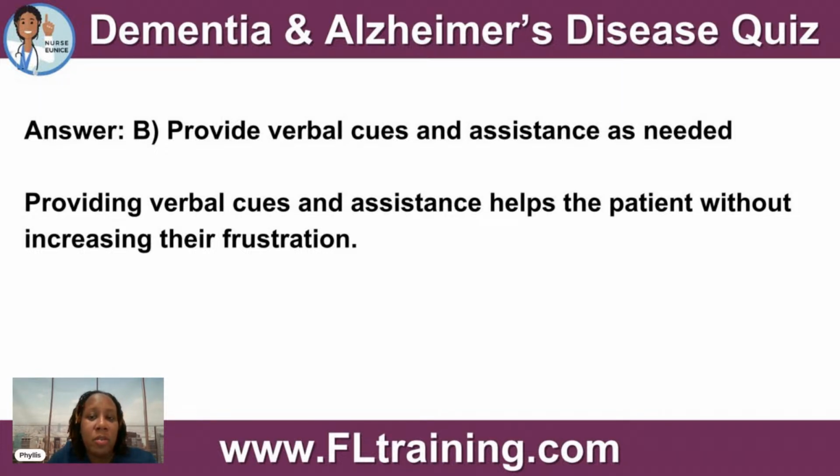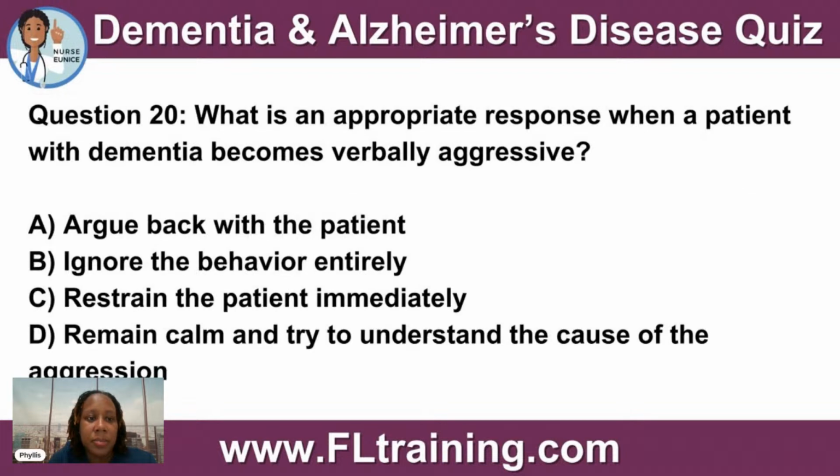All right, moving right along, you guys. What is an appropriate response when a patient with dementia becomes verbally aggressive? A, do we argue back with the patient? B, ignore the behavior entirely? C, restrain the patient immediately? D, remain calm and try to understand the cause of the aggression?